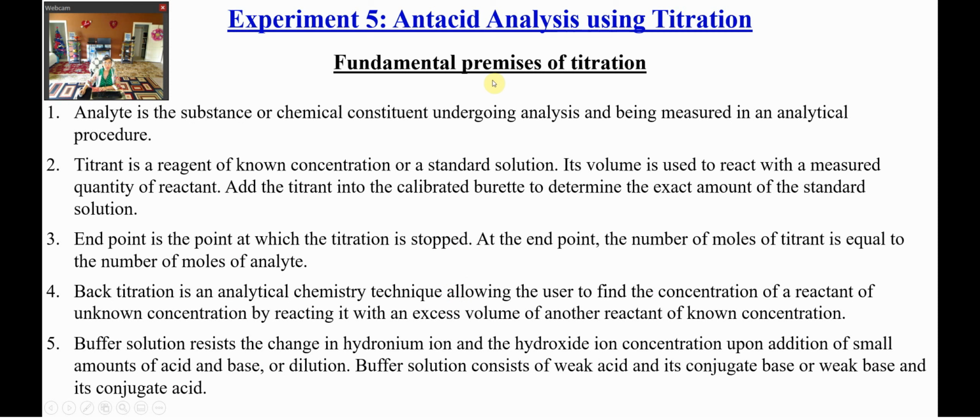Some fundamental premises of titration are listed below. The first one, analyte. Second one, titrant. Third one, the endpoint. Fourth one, back titration. Fifth one, buffer solution. Analyte is the substance, also called a chemical constituent, undergoing analysis and being measured in an analytical procedure. Second one, titrant. The titrant is a reagent of known concentration.